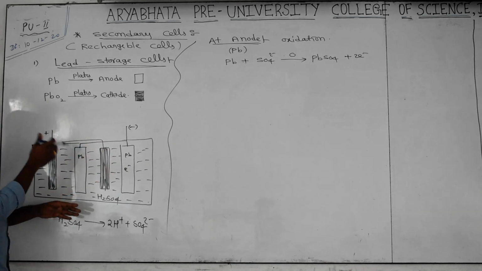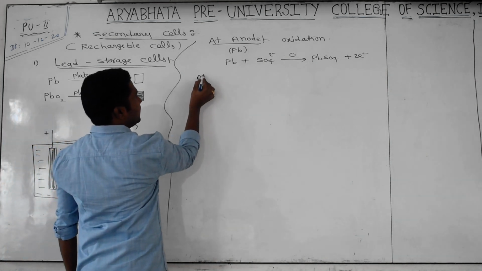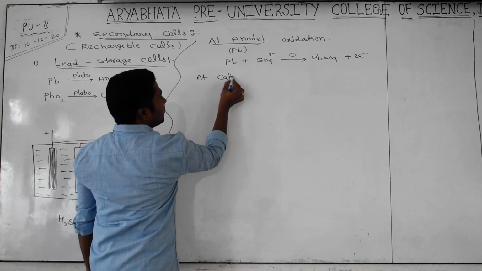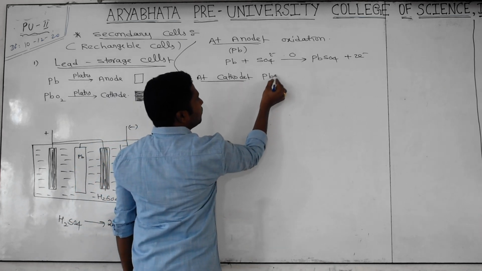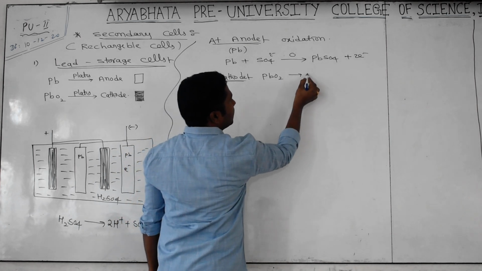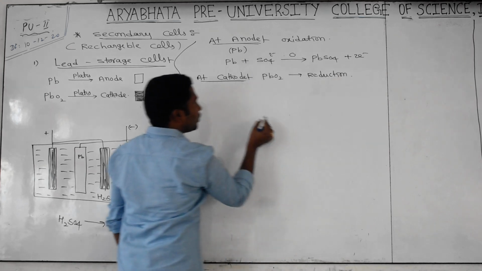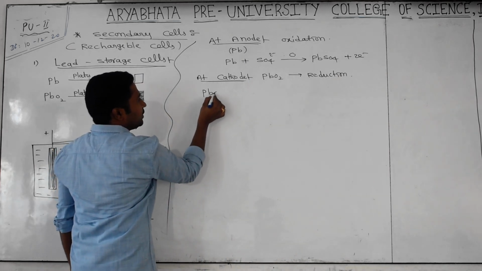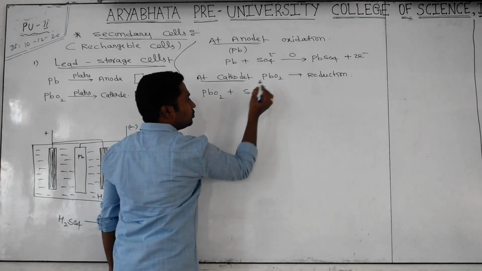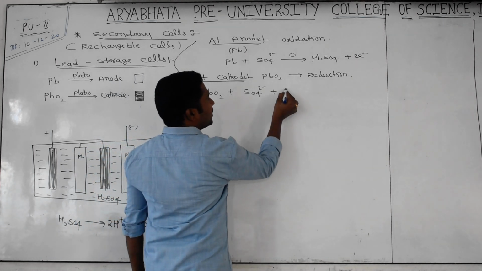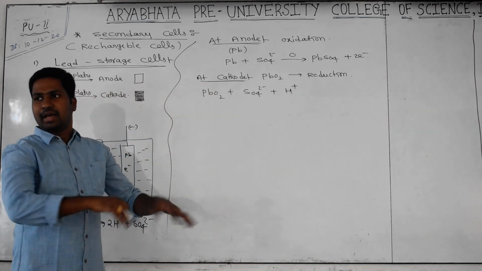To the cathode. At the cathode, definitely reduction has to take place. Which plates are the cathode here? The lead oxide plates, PbO2 plates, are the cathode. They are involved in the reduction. How will I explain it? Now PbO2 will be there, plus it is also in contact with SO4 2 minus, plus which particle? H plus particles are in contact from the acid.